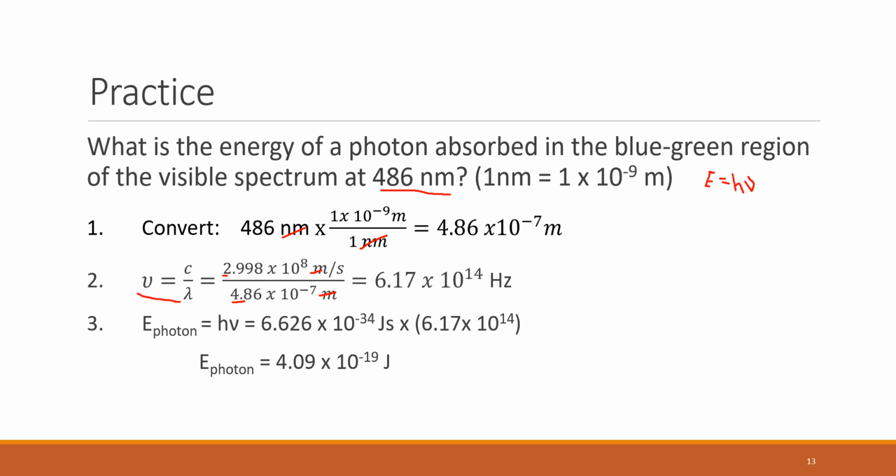So now we have a frequency, which is nice, because now we can go to our original energy equation and plug in Planck's constant and frequency. That's exactly what we do in the last step. Planck's constant, 6.626 times 10 to the negative 34th joules times second, multiplied by our frequency, which is in hertz or inverse seconds, meaning the inverse seconds cancel, and we get energy of a photon of 4.09 times 10 to the negative 19th joules for the units.